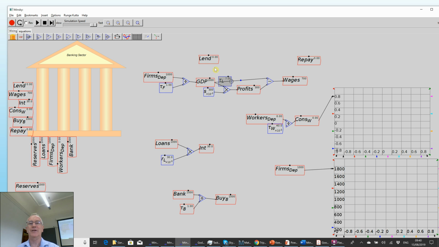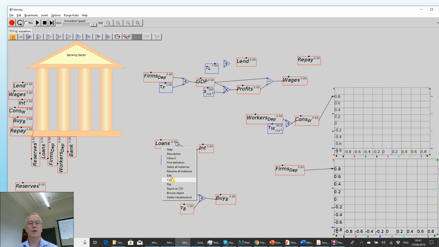Notice it's hard to select that thing there? My mistake, okay. So now that's not lending, I want to define lending. Control Z, by the way, reverses the last action you made in case you delete something you didn't want to delete. So I divide loans by tau L, and I now get lending.